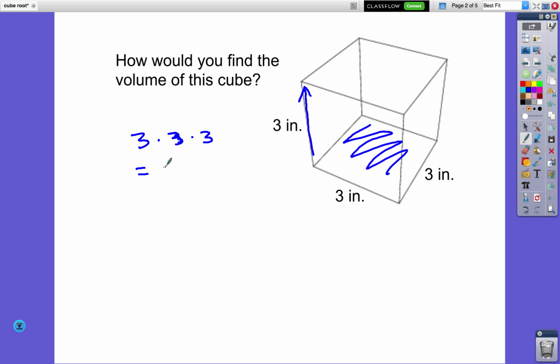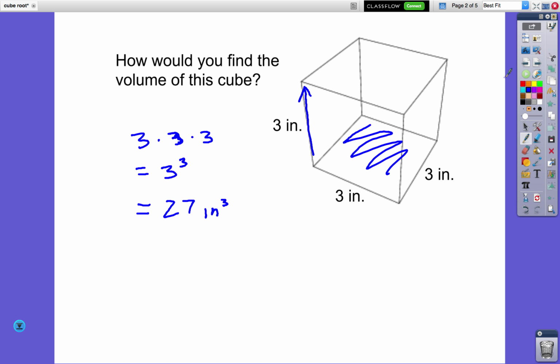or 3 to the third, or 3 cubed. So just like we call something to the second power squared, this is why we call something cubed, because we're literally finding the volume of a cube. Now 3 to the third power, or 3 times 3 times 3, is 27. So this problem would have an answer of 27 cubic inches.